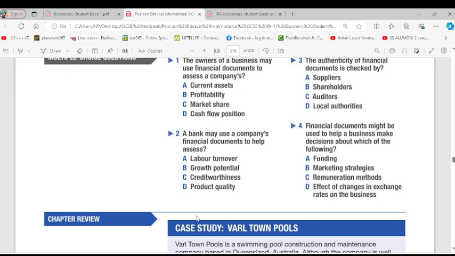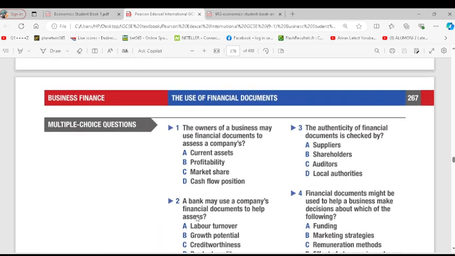That ends chapter 32. Is it chapter 32? Let me check. Yeah, chapter 32: The use of financial documents.